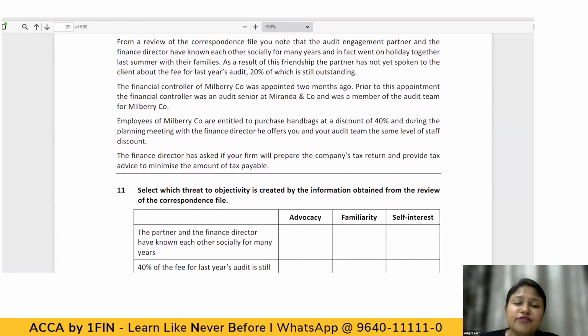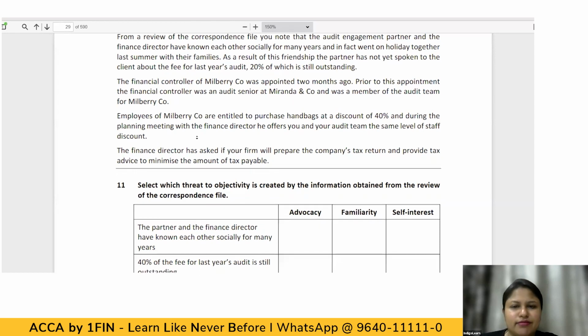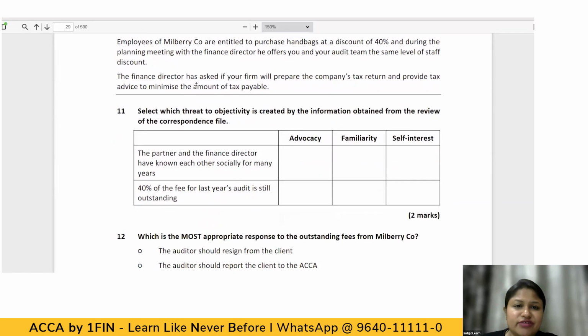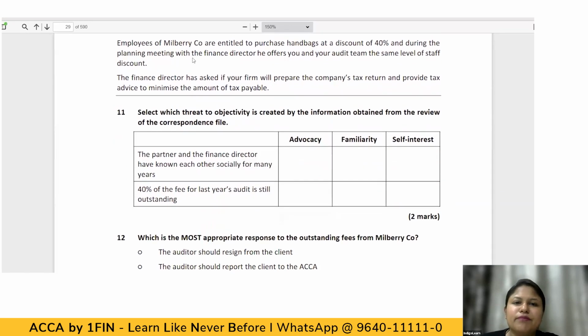Very good. The financial controller of Mulberry was appointed 2 months ago. Prior to this appointment, the financial controller was the audit senior of Mundada and Company and was a member of the audit team. So there is clearly a familiarity threat here. Employees of Mulberry Company are entitled to purchase handbags at a discount of 40%, and during the planning meeting with the finance director, he offers you and your audit team the same level of staff discount.